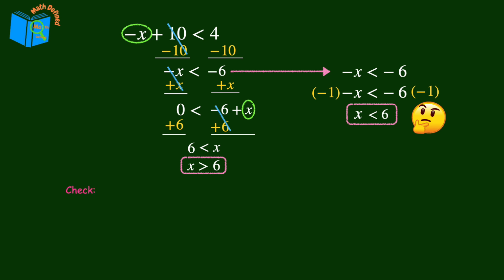We can check the solutions. First, we'll use a value greater than 6, like 7, and place it back into the inequality. Negative 7 plus 10 is 3, and 3 is less than 4. It works. So to make this inequality true, the values of x must be greater than 6. But when we used multiplication, our solution was x is less than 6, which we just proved is not correct.